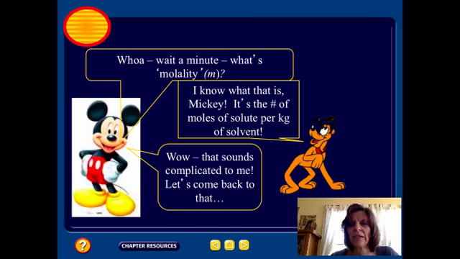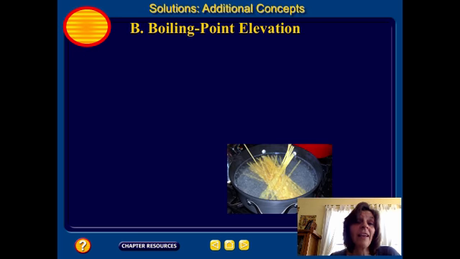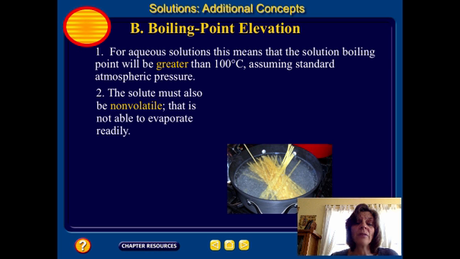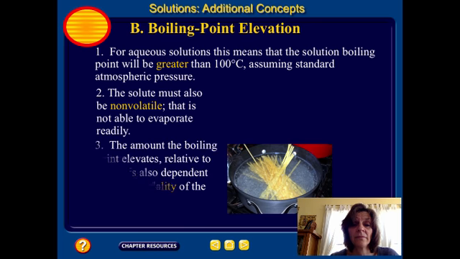Let's keep talking about what's happening in colligative properties. Okay, another colligative property is boiling point elevation, which can be really useful when you add a little salt to your water when you make your pasta, and that boils a little bit hotter and cooks a little bit faster. So for aqueous solutions, this means that the standard boiling point is greater than 100 degrees, assuming you're at standard atmospheric pressure like we are here in Marin County. The solute must be non-volatile. That means it doesn't evaporate easily.